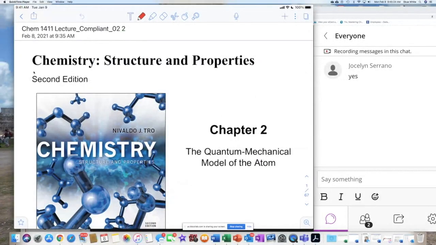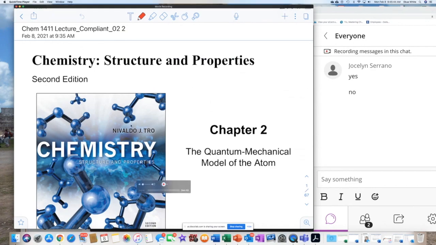So we are starting today with chapter 2. Before I get into chapter 2, do you have any questions about chapter 1 or chapter E? Okay. So we're starting with chapter 2.